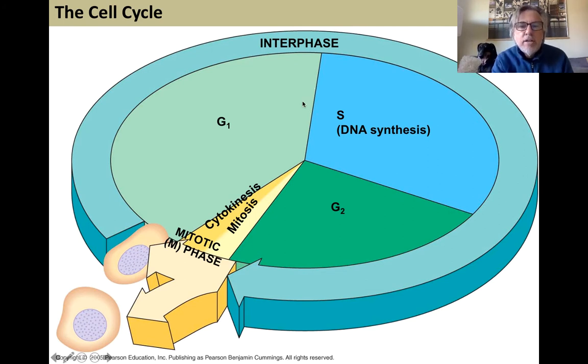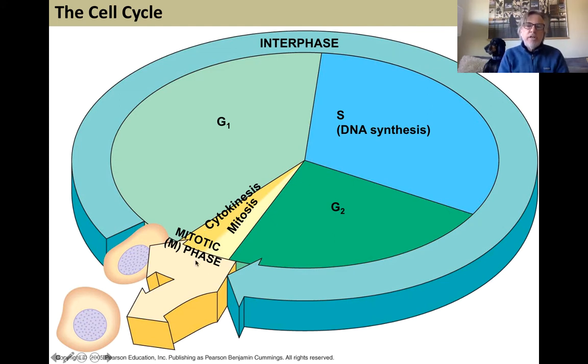Historically, the cell cycle has been thought of as an interphase punctuated by these moments when the DNA separates and the two cells then divide, called the mitotic phase. So interphase and mitosis. And mitosis itself can be broken down further into the separation of the DNA and the separation of the two daughter cells.